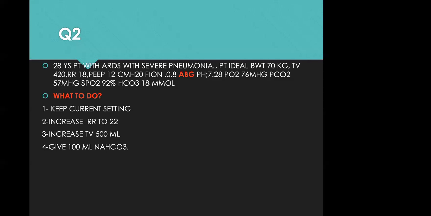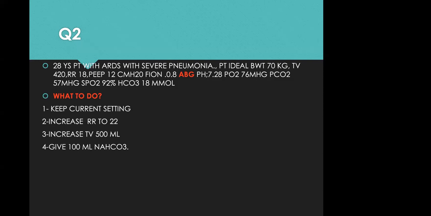Okay, so the answer I found is between either keeping the same setting or increasing the respiratory rate. In ARDS, if you have CO2 retention, you have to keep in mind how to improve the minute ventilation. What is minute ventilation? Minute ventilation is the tidal volume multiplied by respiratory rate. Our aim is usually a CO2 of around 40, and here it's 57, which is high.